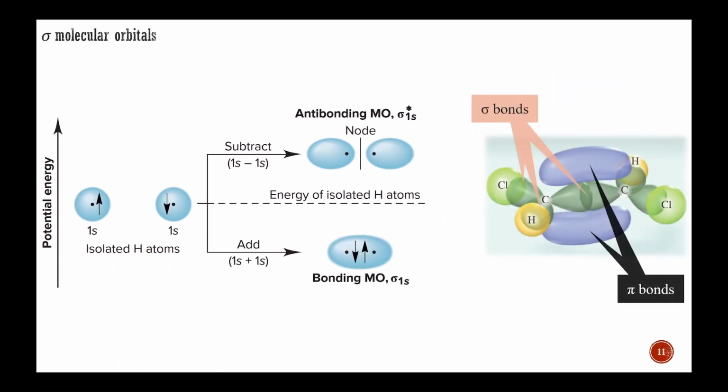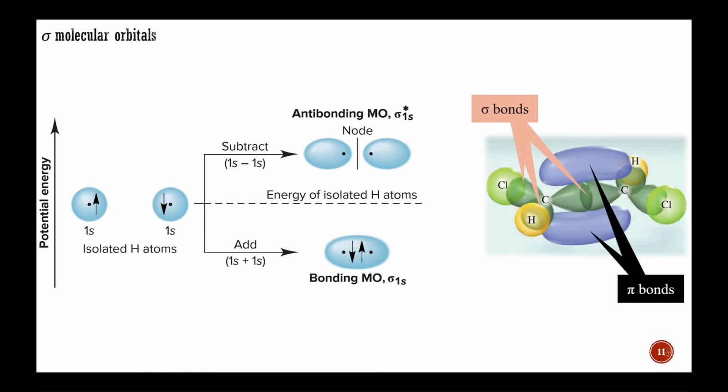Molecular orbitals that lie along the internuclear axis, such as the bonding and antibonding molecular orbitals in hydrogen, are also referred to as sigma molecular orbitals. Note that the designations sigma and pi are used in molecular orbital theory just as they are in valence bond theory.